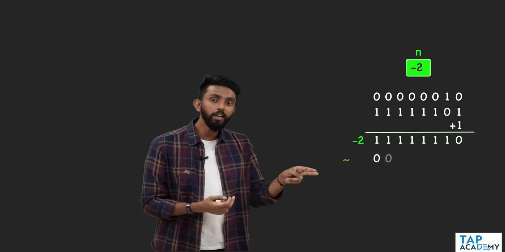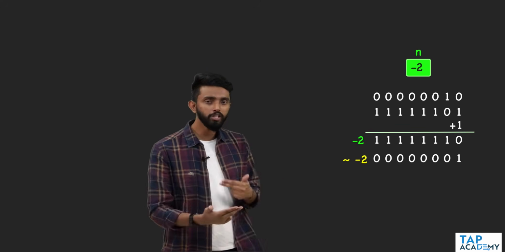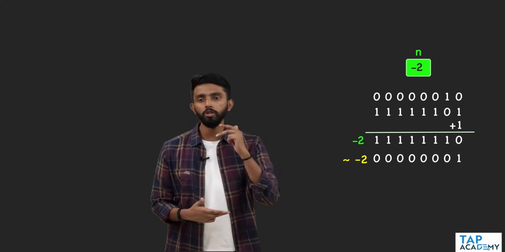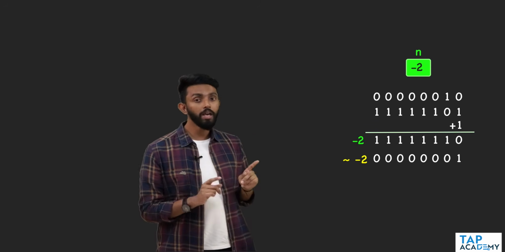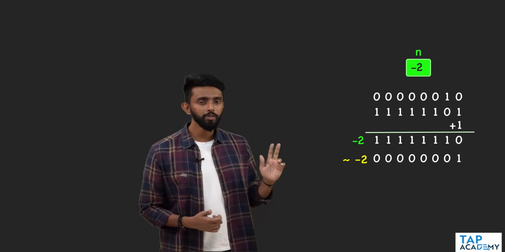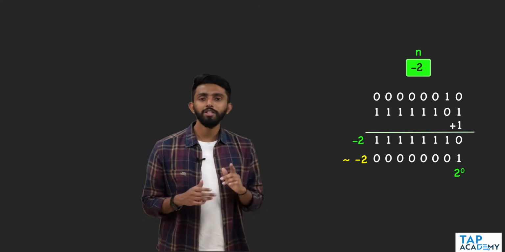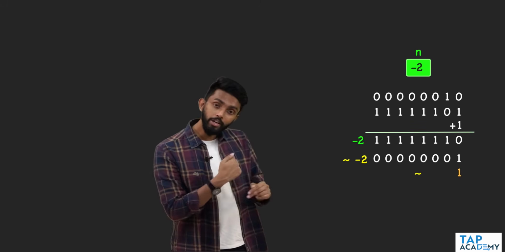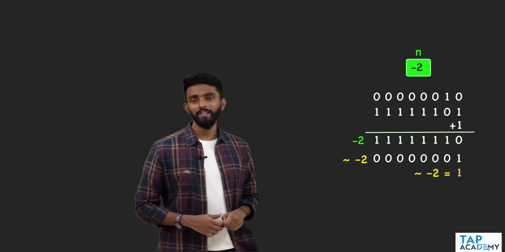Now you are asking for negation of minus 2, which means it will just flip the bits. All 1's become 0s, all 0s become 1's. Now you can see MSB is 0, which means it's a positive value. Direct conversion. The last bit is 1, which means 2 to the power 0, which is nothing but 1. So negation of minus 2 is 1.